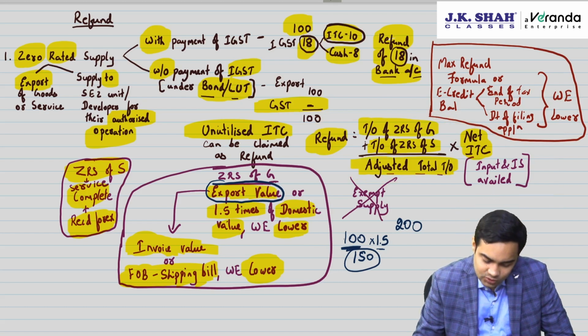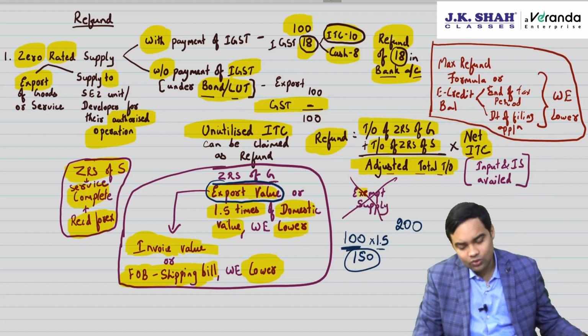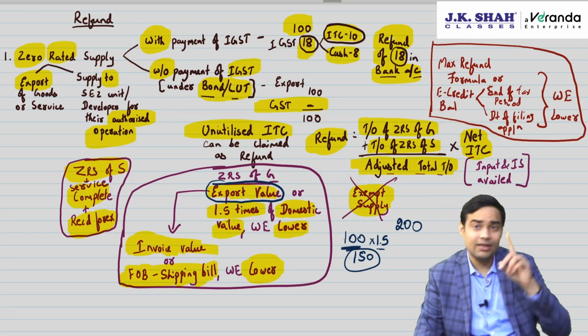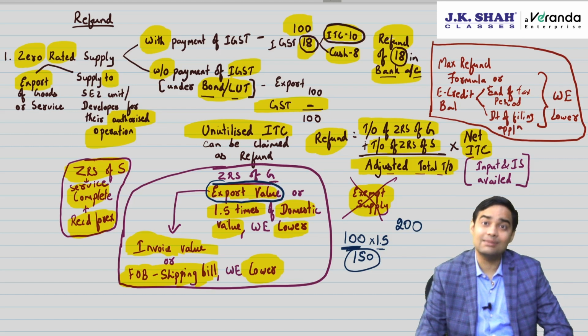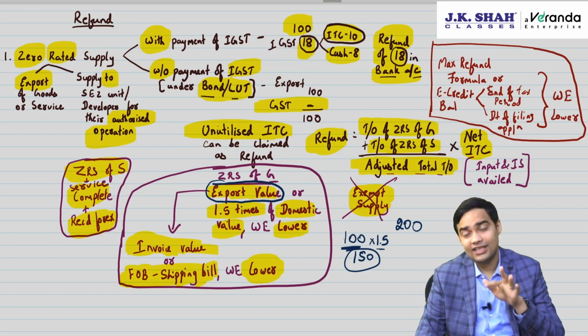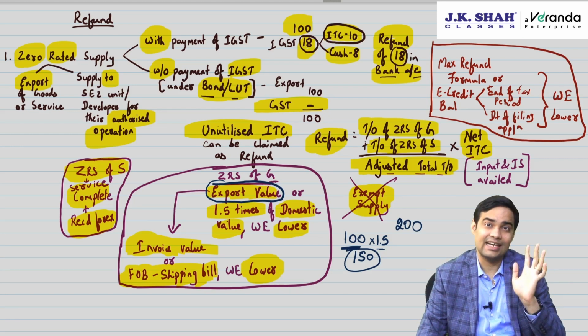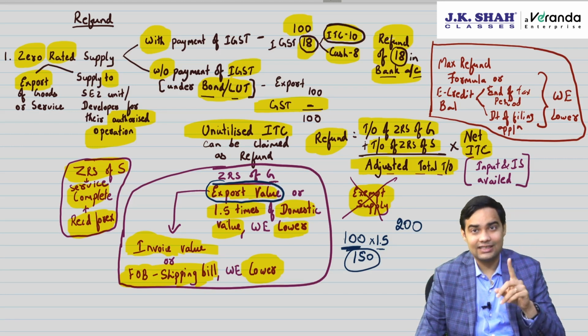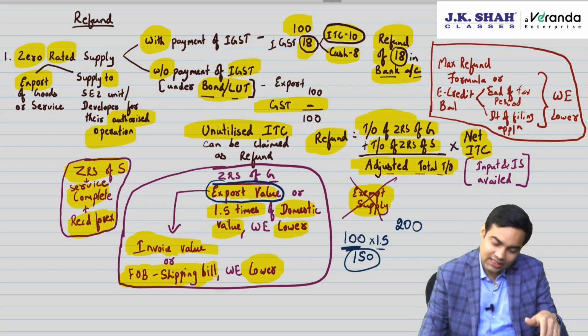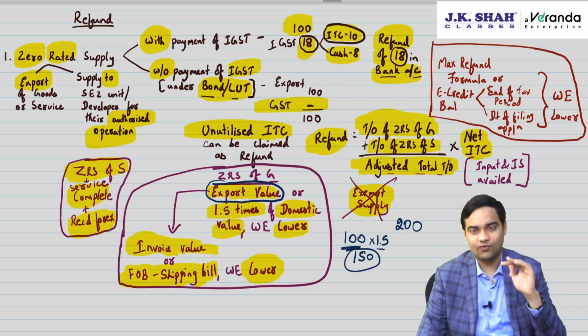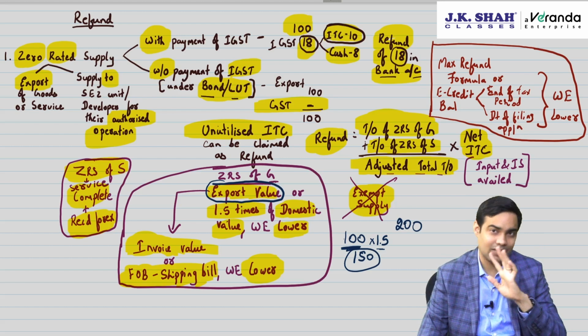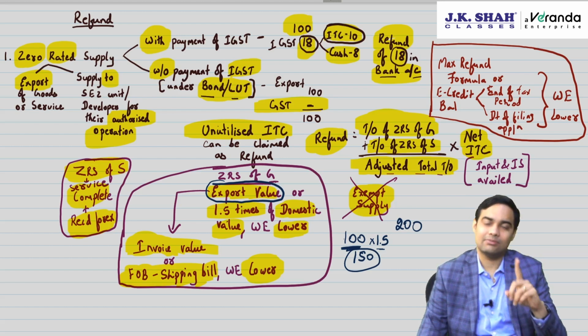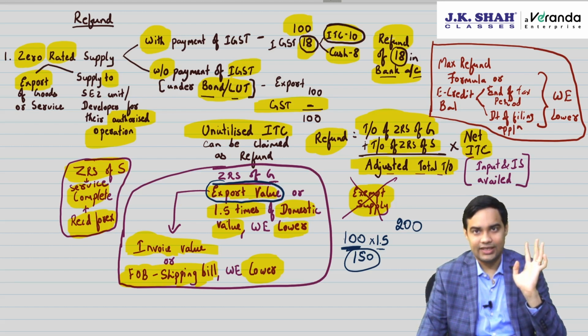Then adjusted total turnover includes all supplies. Only one thing is excluded, exempt supply. But be very careful. If exempt supply is exported, then in that case it becomes zero rated supply, because zero rated supply is the most powerful transaction in entire GST. If exempt supply is exported, then it will form part of ZRS of goods. It will also form part of adjusted total turnover. So just be very careful on this one particular aspect. Exempt supply is not included except when exempt supply is exported.